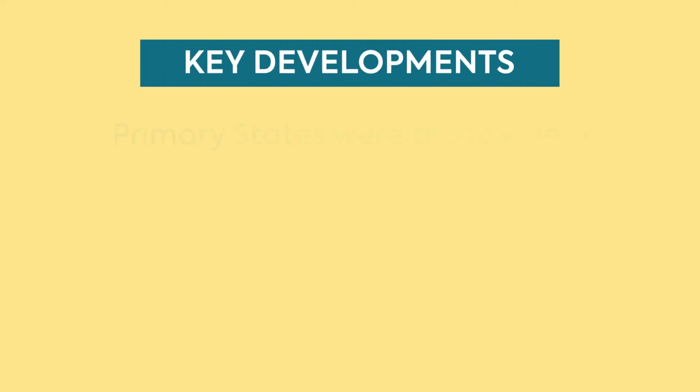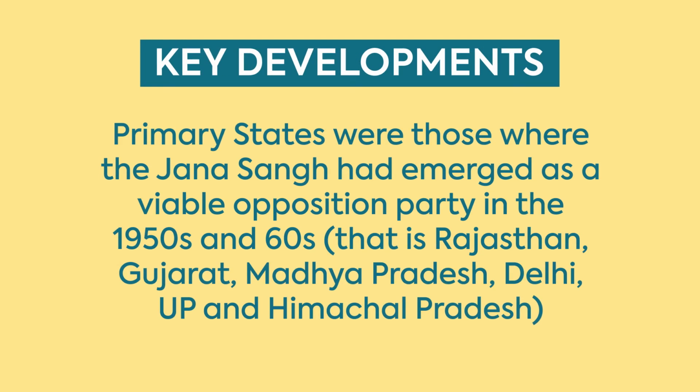It has been observed that the BJP's rise to power was because of how it spread throughout the country. It was linked initially with Hindu identity assertion, but later on it changed and transformed itself. There were three kinds of states which emerged to be the ground for the BJP. They were the primary states where the Jan Sangh had emerged as a viable opposition party during the 1950s: Rajasthan, Gujarat, Madhya Pradesh, Delhi, Uttar Pradesh, Himachal Pradesh.